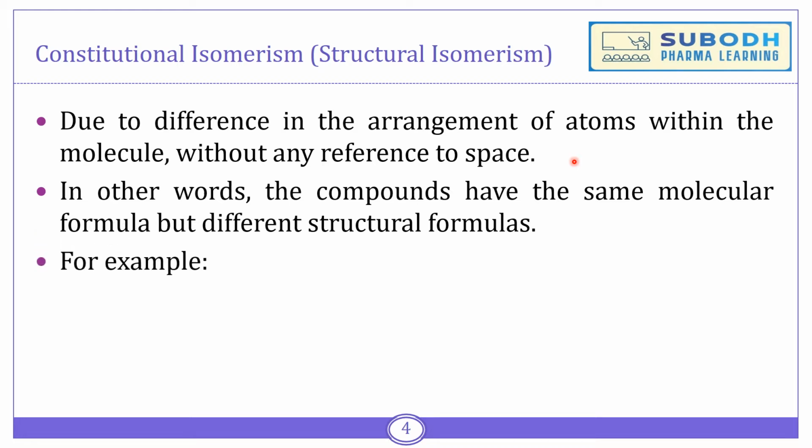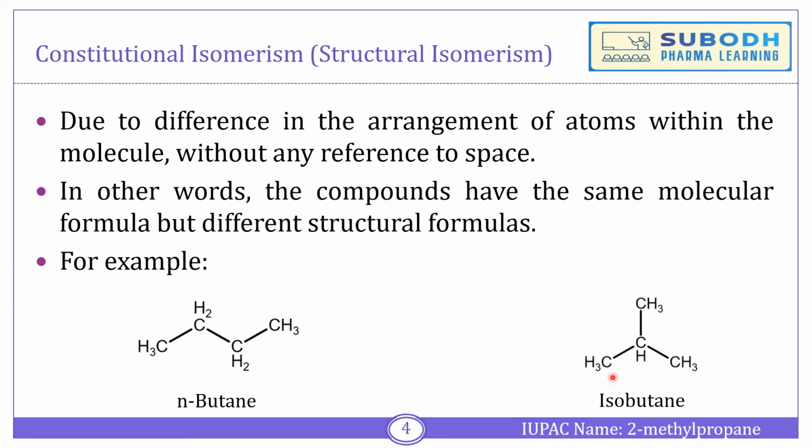When we draw the structure of n-butane, the structure will be CH3, CH2, CH2, CH3. And when we draw the chemical structure of isobutane, the structure will be CH3, CH, CH3, CH3. The IUPAC name of isobutane is 2-methylpropane, as the methyl group is attached to the second carbon atom of propane.